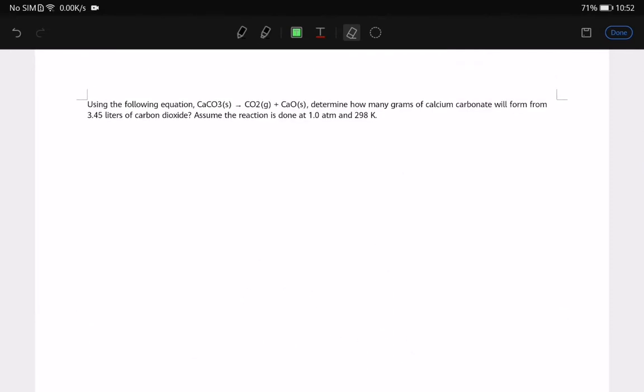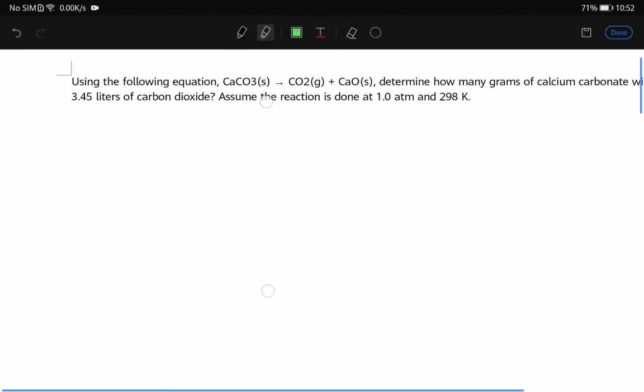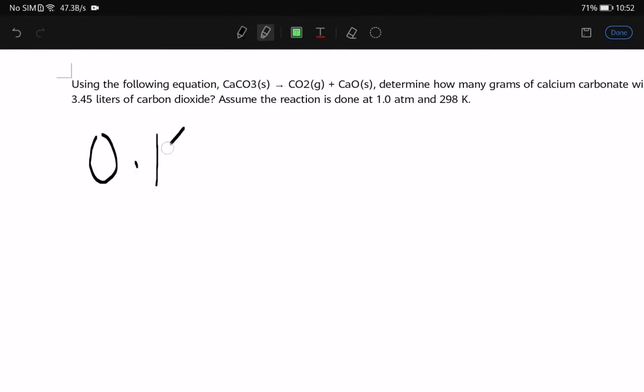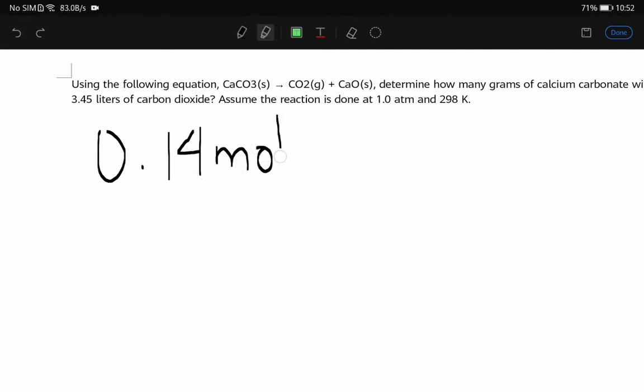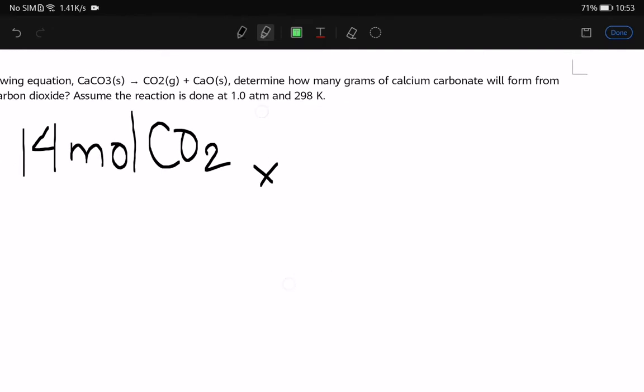So I know that I have 0.14 moles of carbon dioxide. So, tingnan natin yung ratio. For every 1 mole of carbon dioxide, there is also 1 mole of calcium carbonate. So, lagay natin yun dito. Dito sa taas yung calcium carbonate.